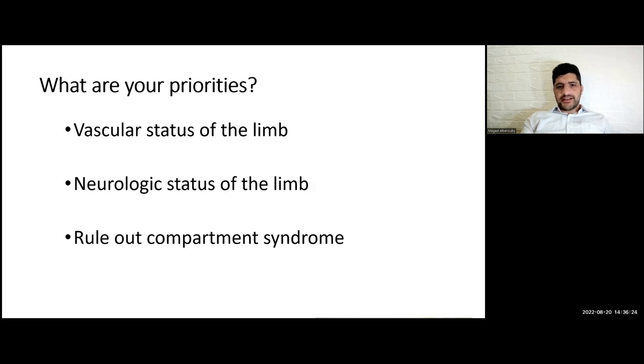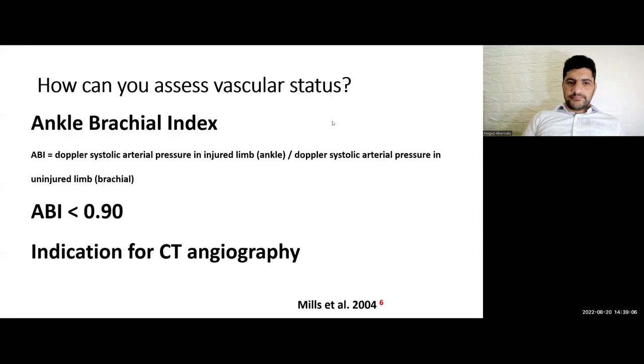What are your priorities? There are many injuries. My priority is the vascular status of the limb, then the neurological status of the limb, then to rule out compartment syndrome. How do you assess the vascular status of the limb? By ankle brachial index. He may ask what the ankle brachial index is. It is the Doppler systolic arterial pressure in the injured limb over the Doppler systolic arterial pressure in the brachial artery.